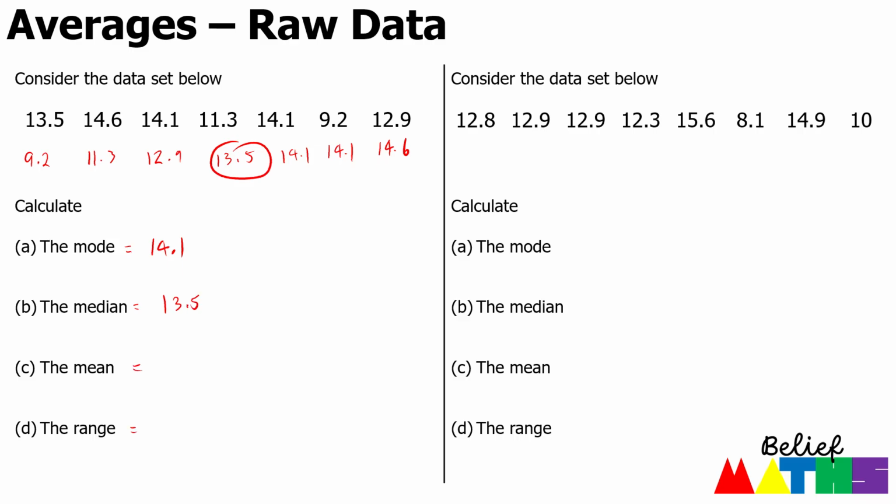The range we'll do next, which is just biggest minus smallest. So that's 14.6 minus 9.2. And again, just putting that into our calculator gives us an answer of 5.4.